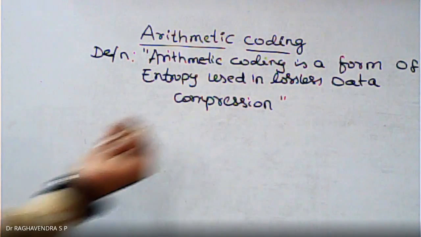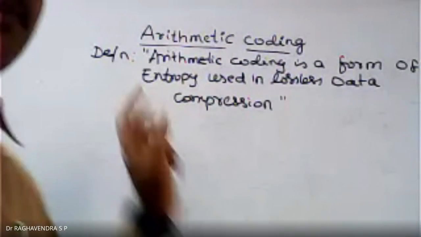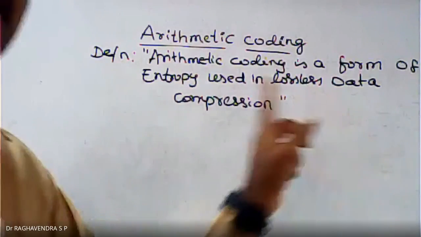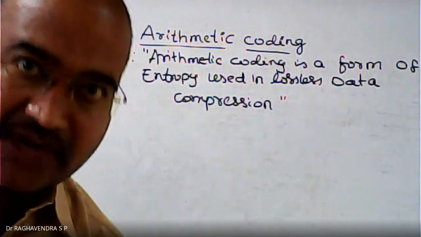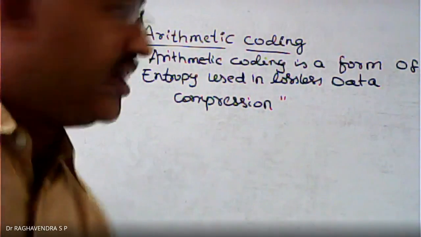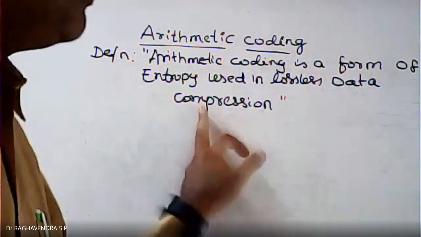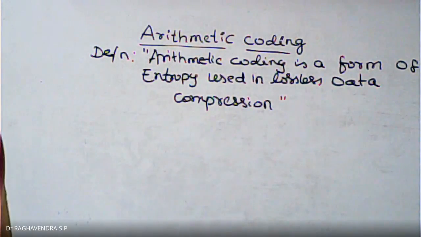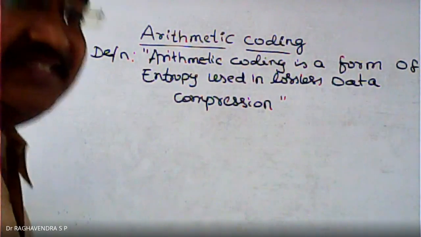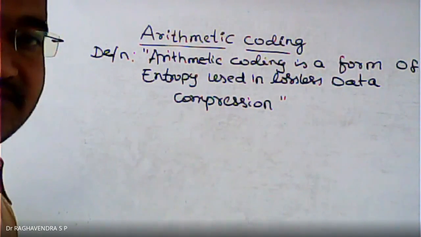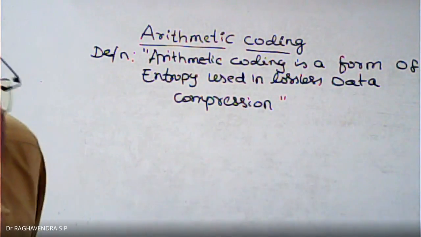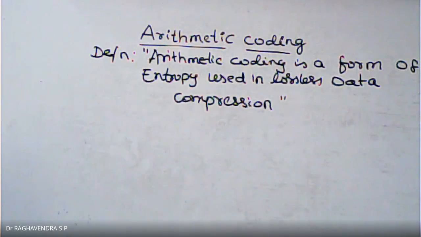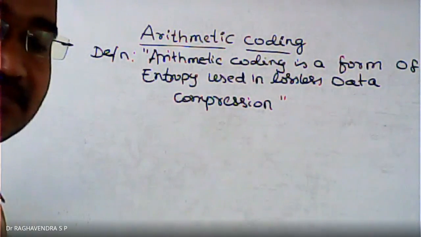What is the meaning of this? It is a technique by means of entropy, using which we can preserve the data without any loss. Lossless means whatever information we are going to convey, the information will be as it is. There is no loss in the information. So we use a coding mechanism here for data compression. This is the small definition for arithmetic coding. Have you taken the definition? Yes, sir.